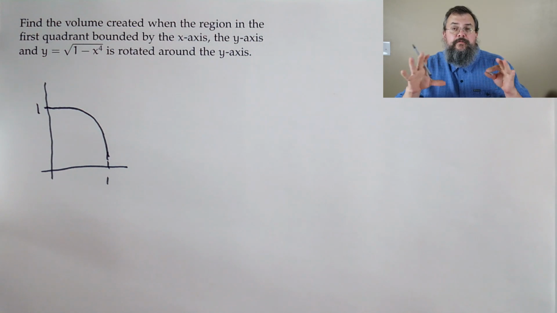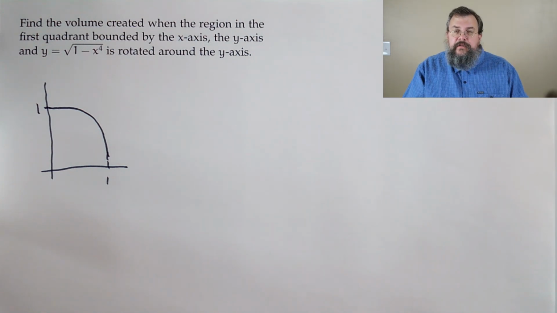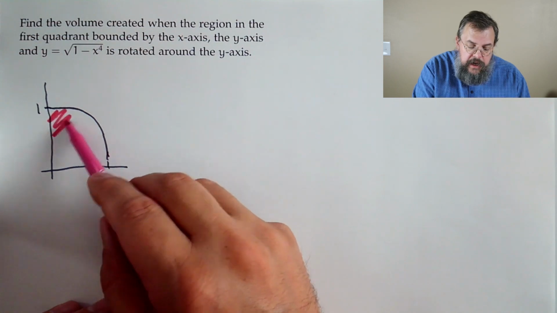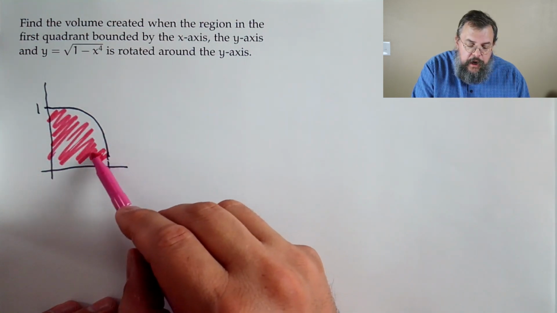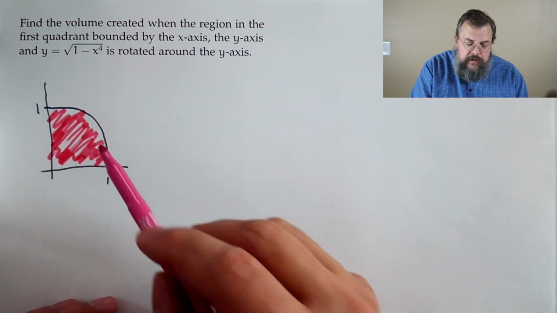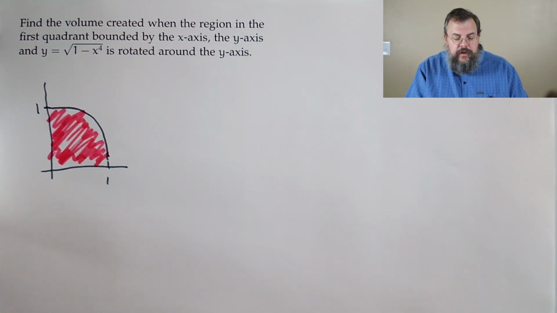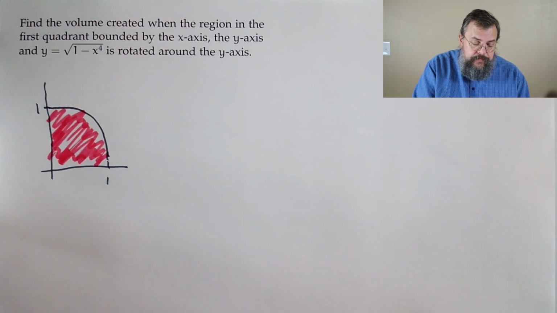So I just want to emphasize, not a circle, but it has this sort of flavor to it. So here's our basic shape. And now what we're going to do is take this region here and rotate this region around the y-axis. Okay, so let's spin this around the y-axis.